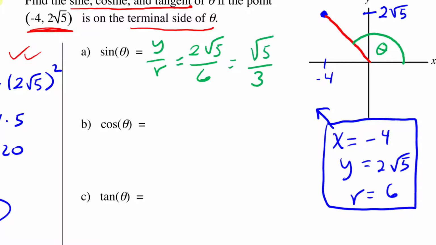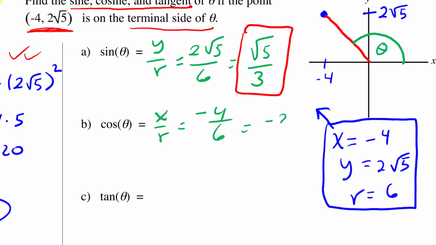And we have the cosine of theta. We just learned that cosine of theta is x over r. In that case, that's -4 over 6, and that simplifies to -2/3.